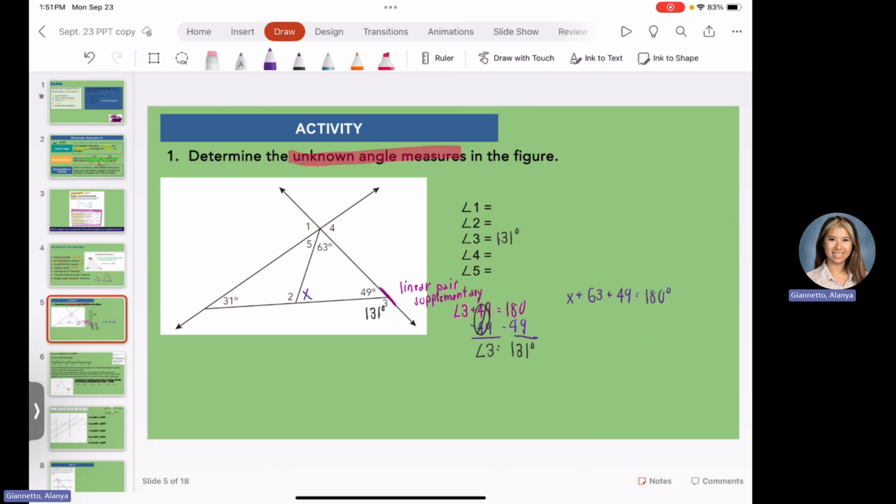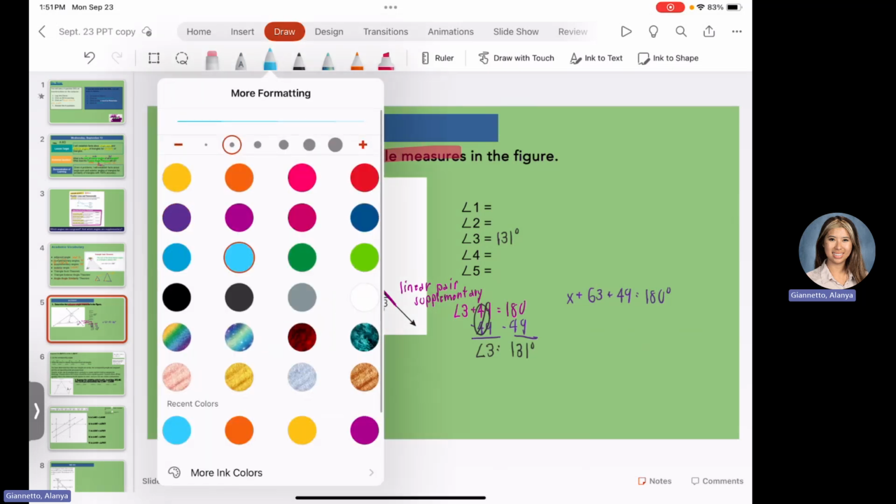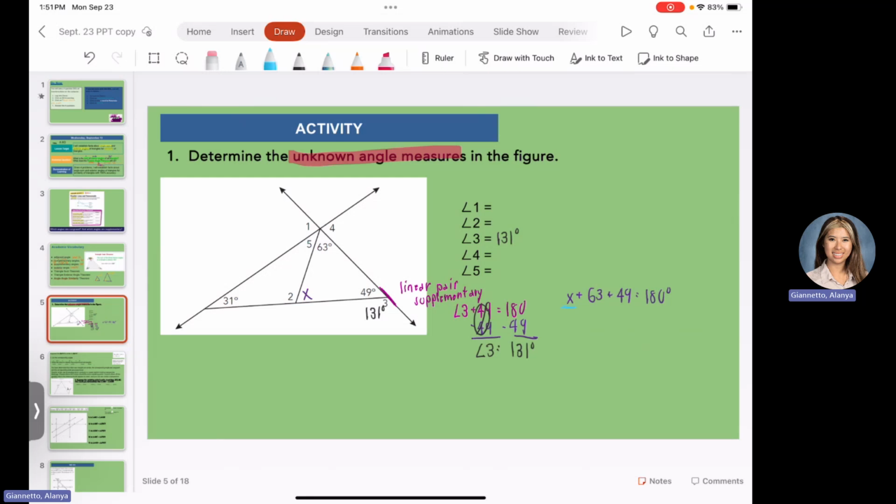I'm going to go ahead and use Desmos and type it in. When I type it into Desmos, remind yourselves that you have to change x and you have to change the equal sign, right? So I'll tell you what I typed in. I'm going to use letter A plus 63 plus 49. Instead of the equal sign, I'm going to use the tilde, 180 degrees.